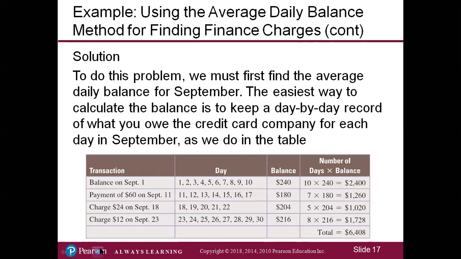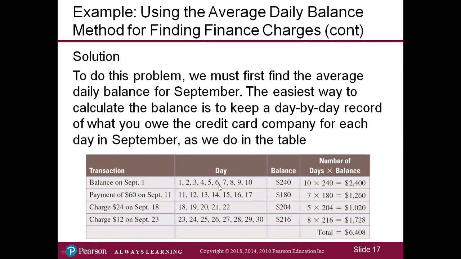Solution. To do this problem, we must first find the average daily balance for September. The easiest way to calculate the balance is to keep a day-by-day record of what you owe the credit card company for each day in September, as we do in the table below.